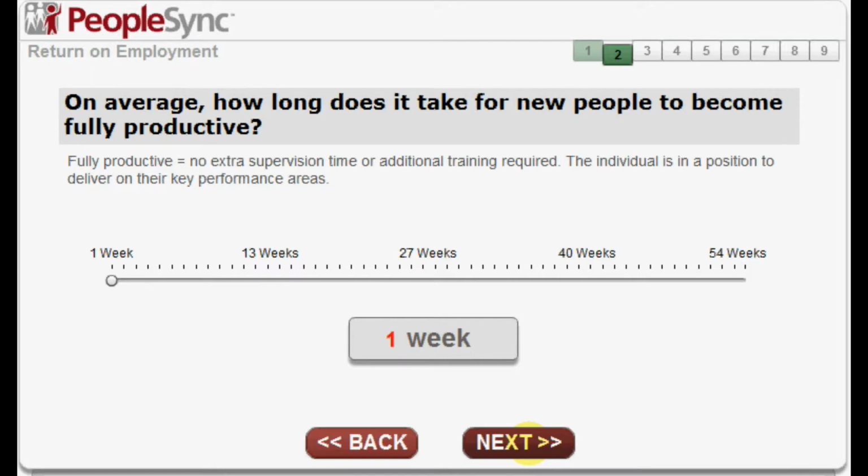Question 2 is, on average, how long does it take new people to become fully productive? In our hospital group, the majority of their 27,000 employee nurses have a 5-week induction and training class, and they are expected to be fully productive at the end of the course. So we select 5 weeks on the slider.